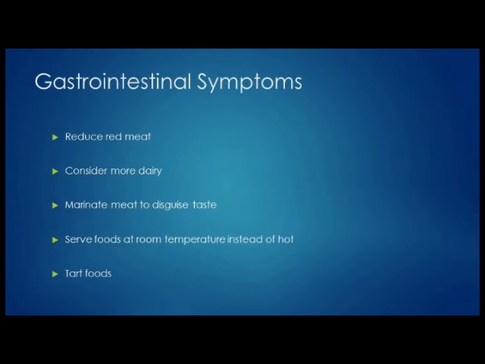For GI symptoms, things that can be done would be to reduce red meat for some patients. For others, to consider more dairy. So sometimes with protein shakes, they'll implement the use of ice cream. Some of them will actually marinate the meat to disguise the taste. I thought this was interesting: to serve foods at room temperature instead of hot, and to try tart foods. And that can sometimes help with the nausea.